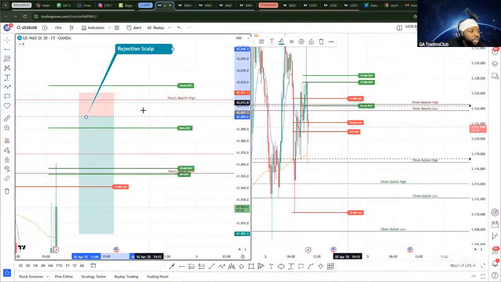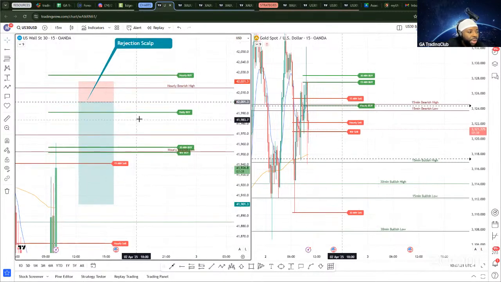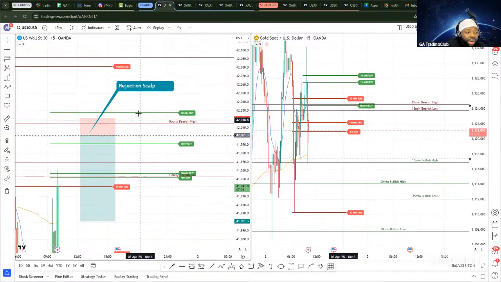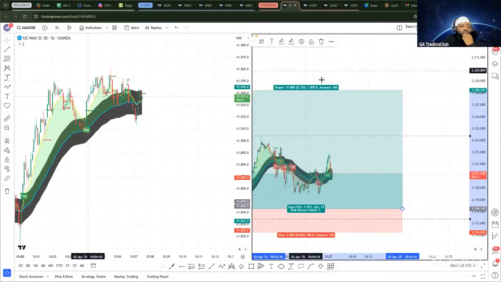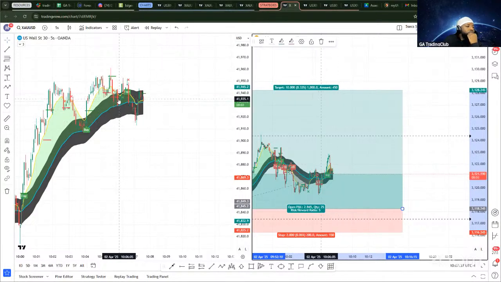All right, so let's wait for US 30. I think eventually it's going to come up here. And if not, we'll probably come all the way to this hourly buy, that's all the way up here. Gold is still playing games.